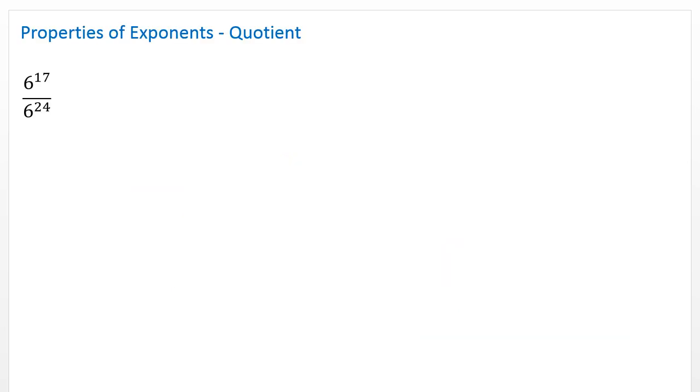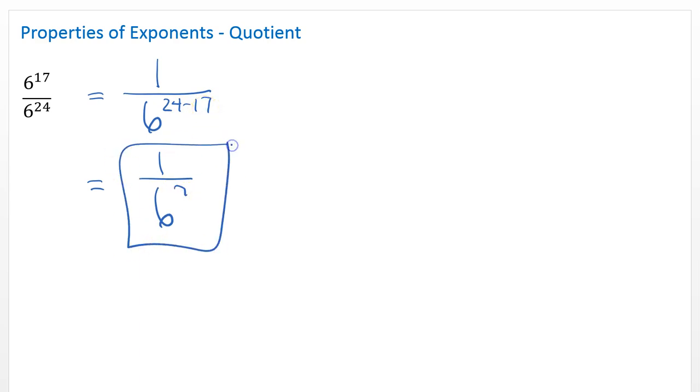And then the last problem, I want to take a look at 6 to the 17th divided by 6 to the 24th power. The rule is you subtract bigger exponent minus smaller exponent. So 24 is bigger, which means my result goes in the denominator. So I have 6 to the 24 minus 17 in the denominator. What goes in the numerator? It's going to be a 1 up there. That gives you 1 over 6, and 24 minus 17 is 7. So the answer is 1 over 6 to the 7th.